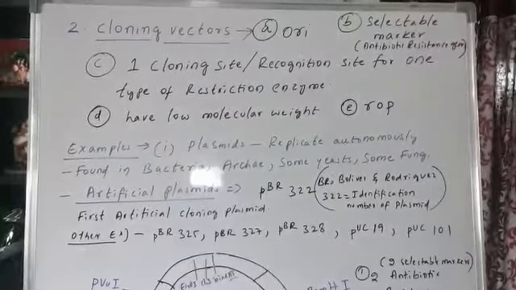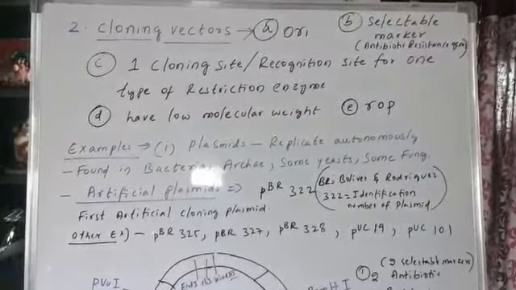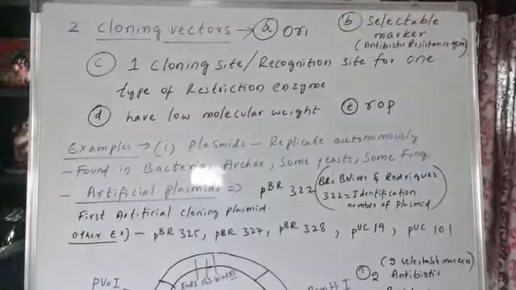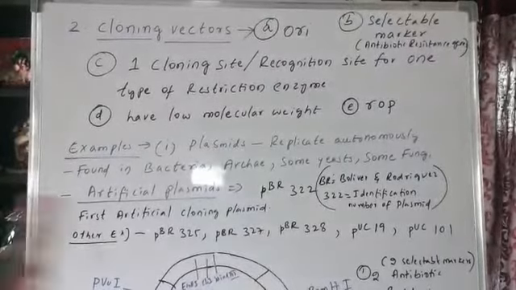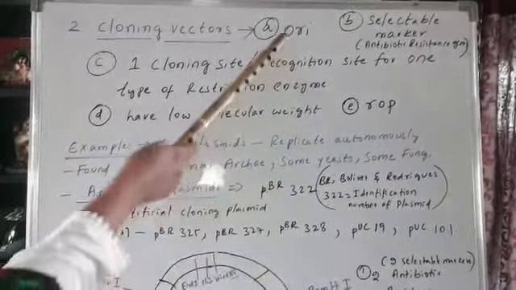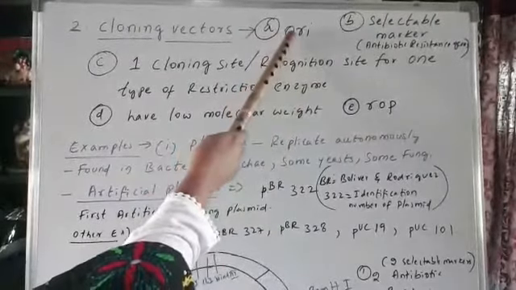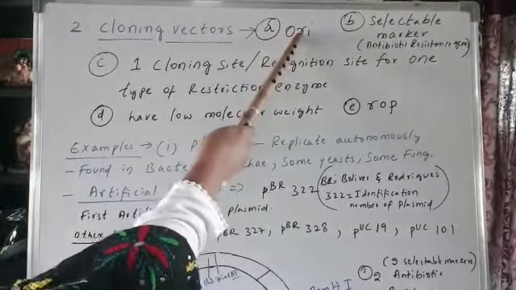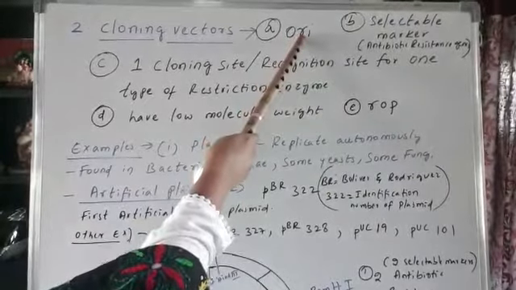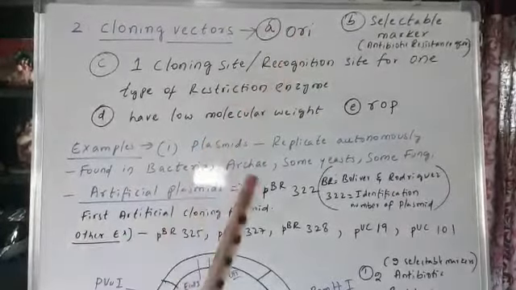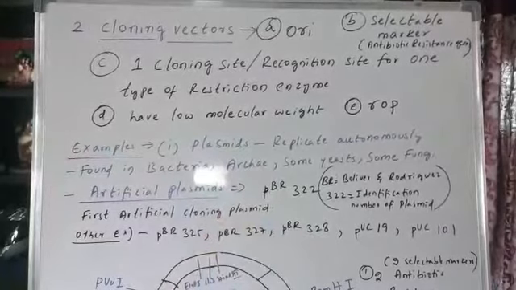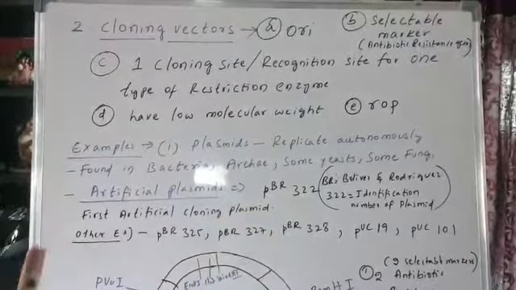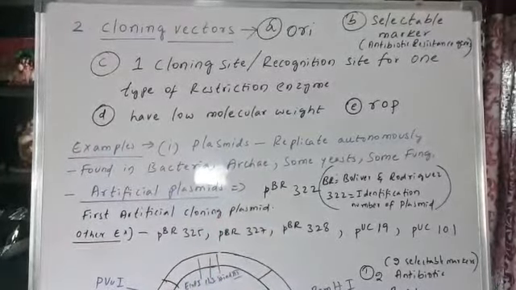In the previous class, we were discussing the properties of cloning vectors. The first property is that the cloning vector should possess an ORI. This is the site from where DNA replication begins. And the cloning vector with an ORI which supports high copy number should be selected.